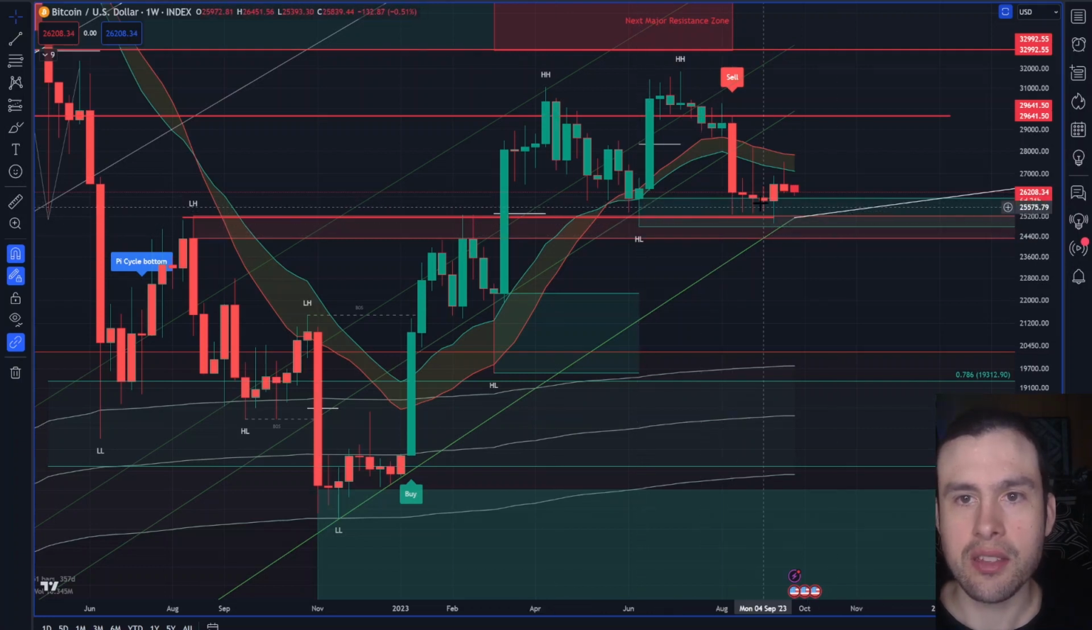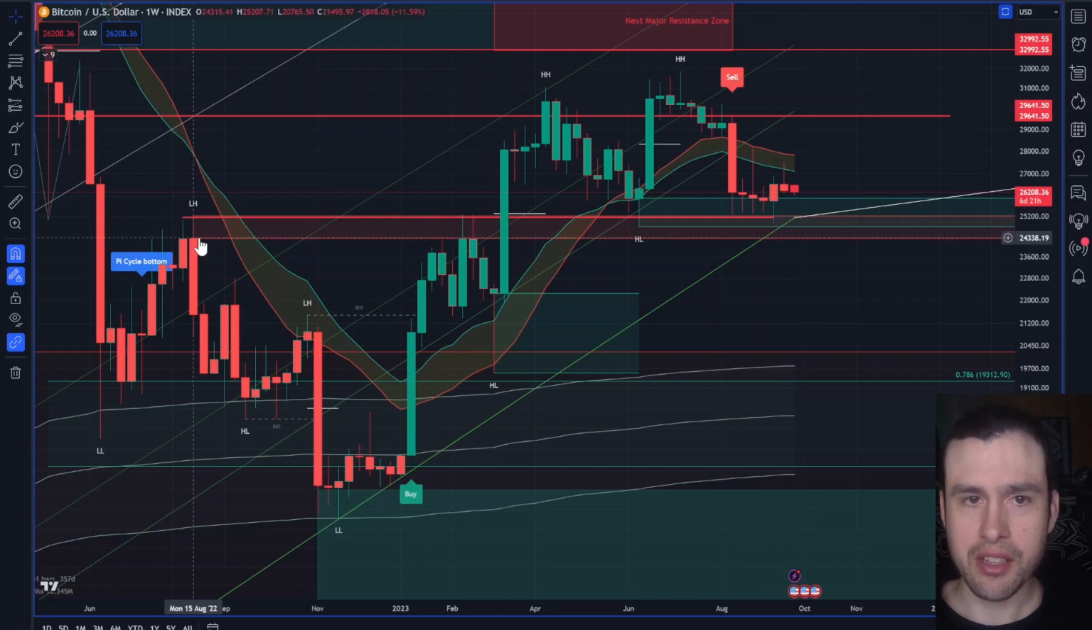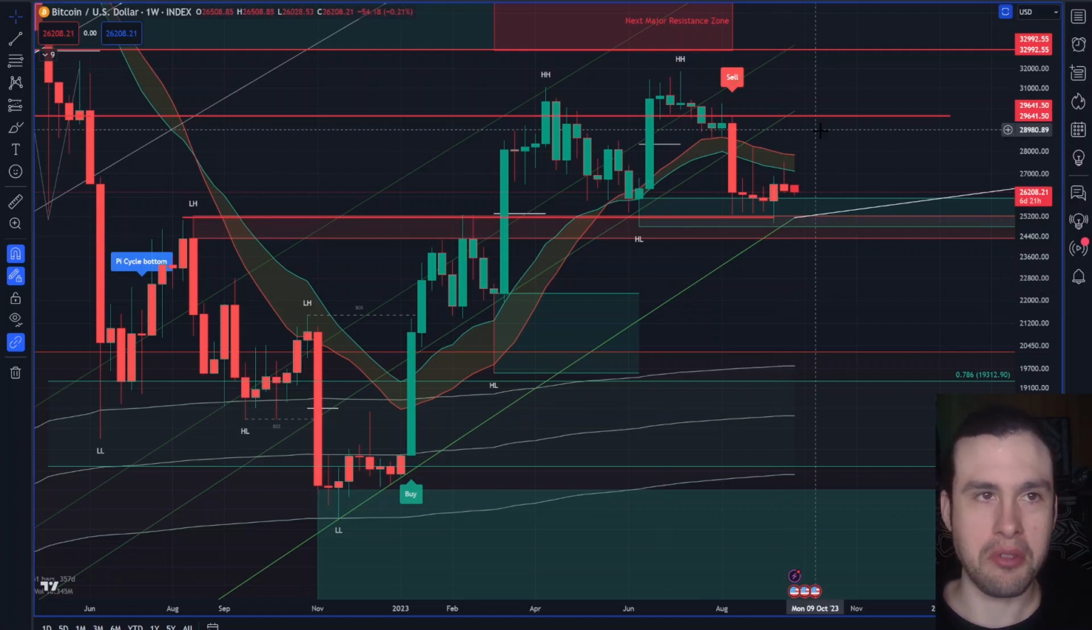This is definitely acting as support. And then you've got this imbalance here as well, which you can see reacted in these levels. And so this has actually created quite a large support band. And we also have the logarithmic growth curve here. But as I mentioned in the previous video, if we break down below that, then it'll have to be refit.